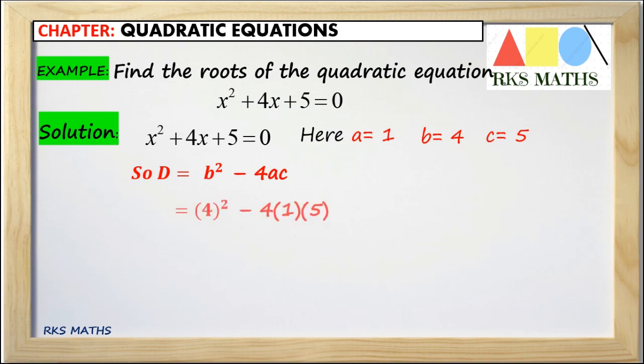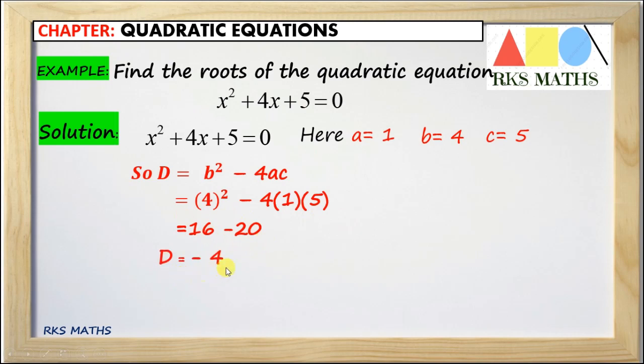So students, putting all the values here, putting the value of b as 4, it becomes 4 square minus 4 into the value of a, which is 1, into the value of c, which is 5, so 4 into 1 into 5. So it becomes 4 square is 16 minus 4 into 5, 20. So D comes out to be minus 4. Student, what have you observed here? D is equal to minus 4.